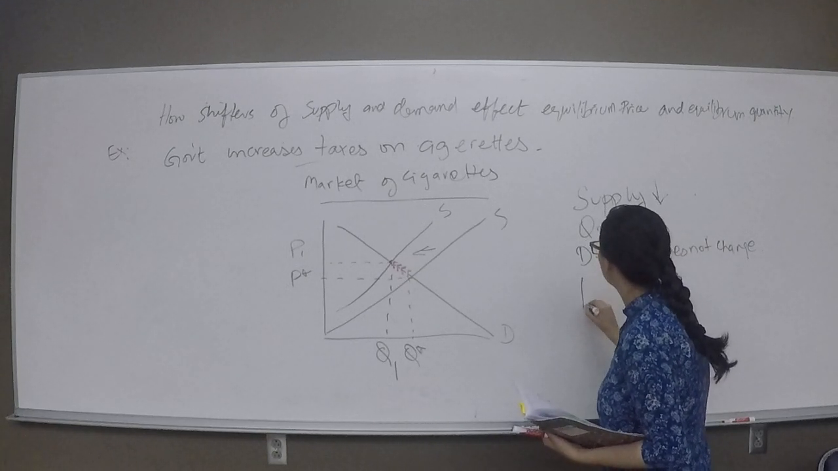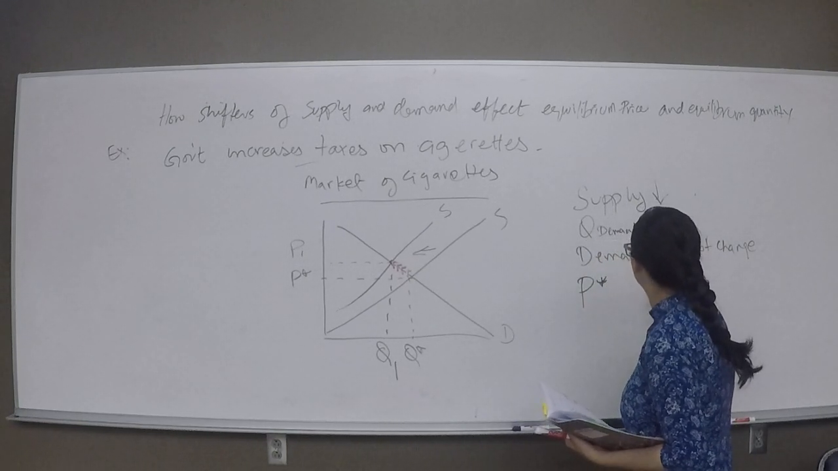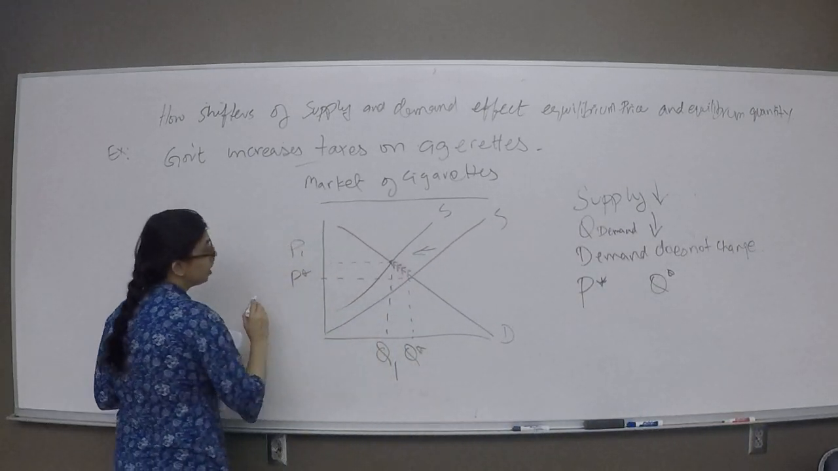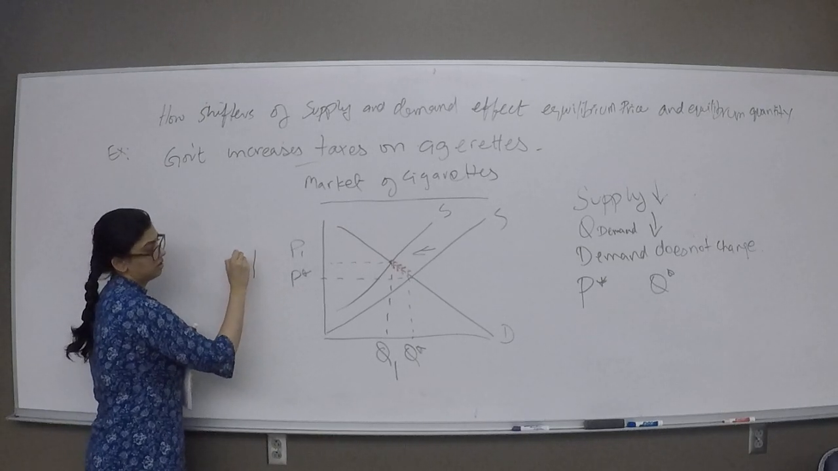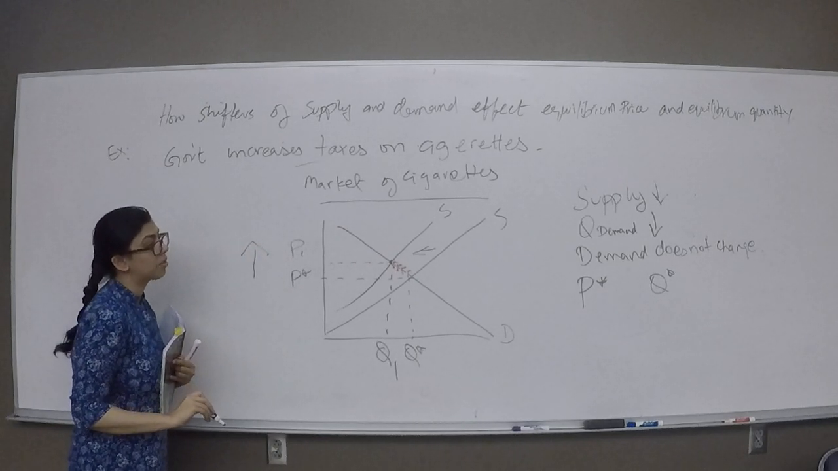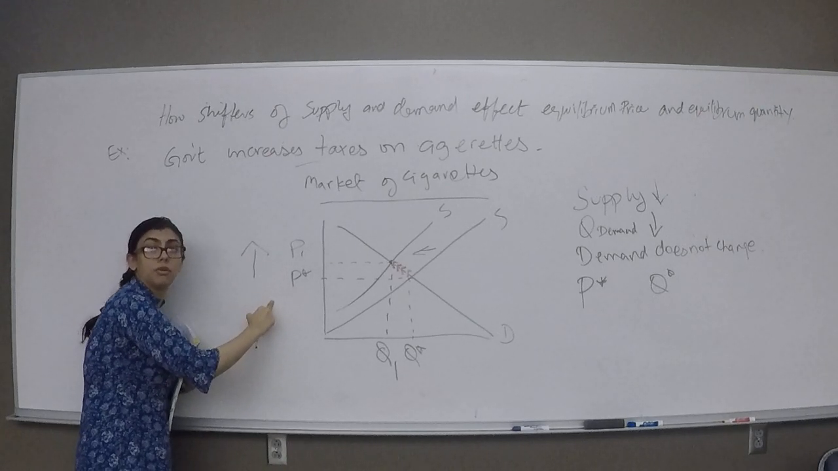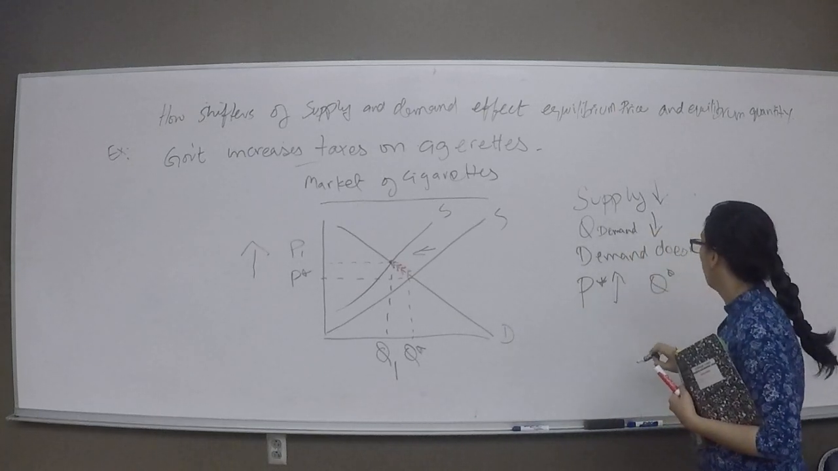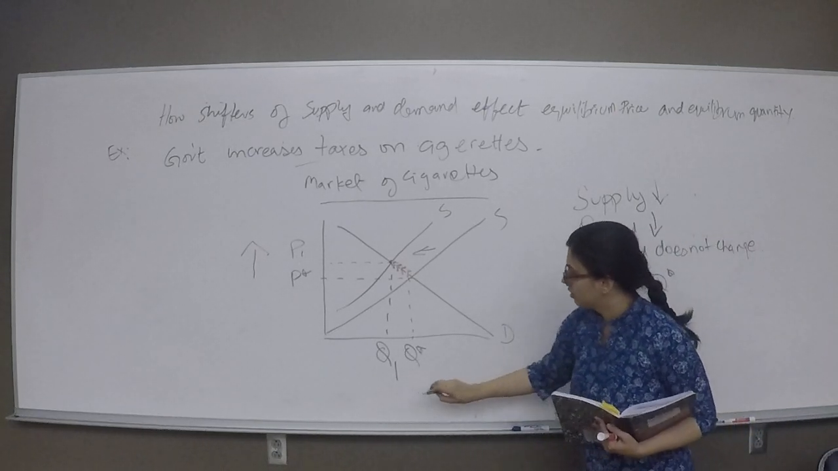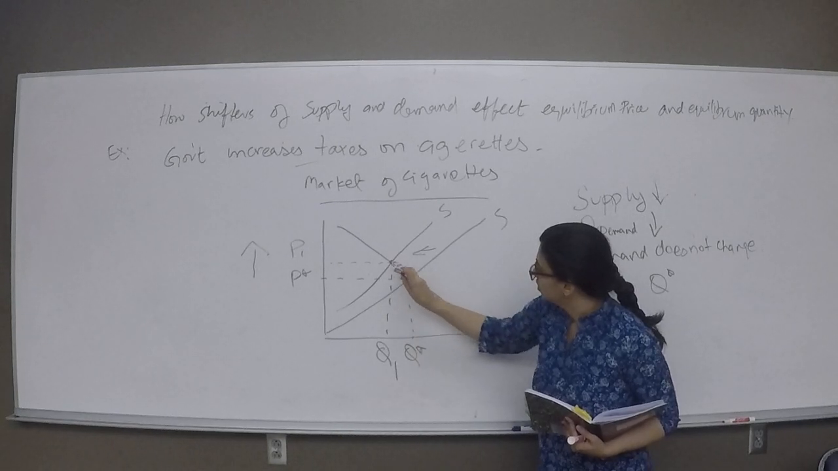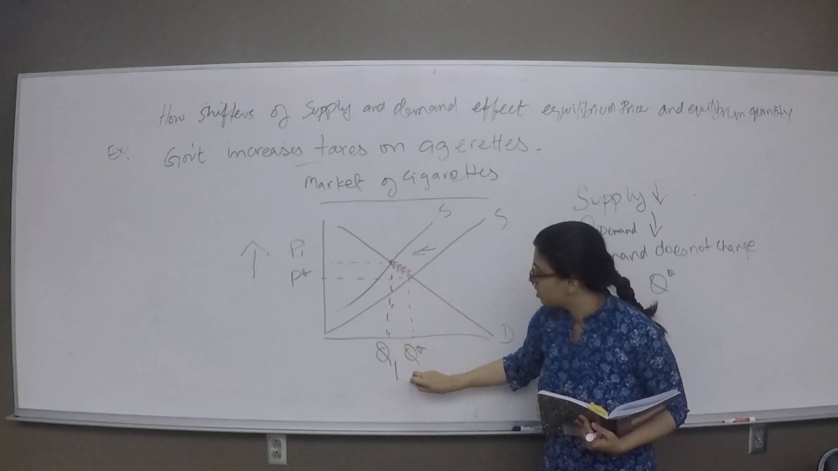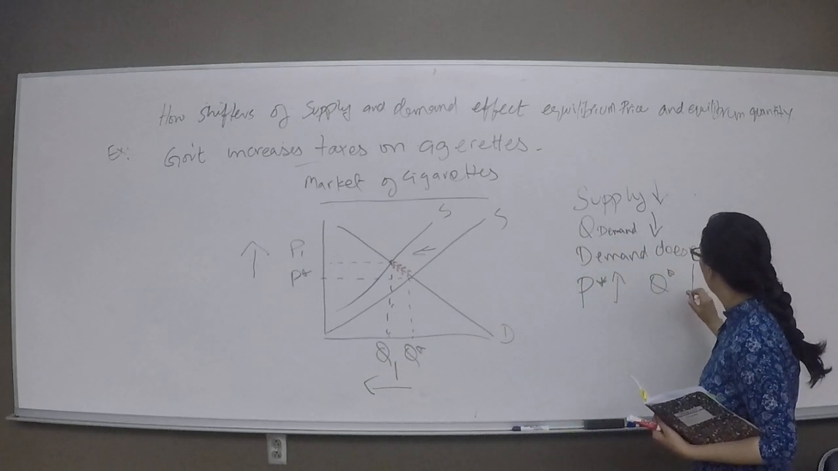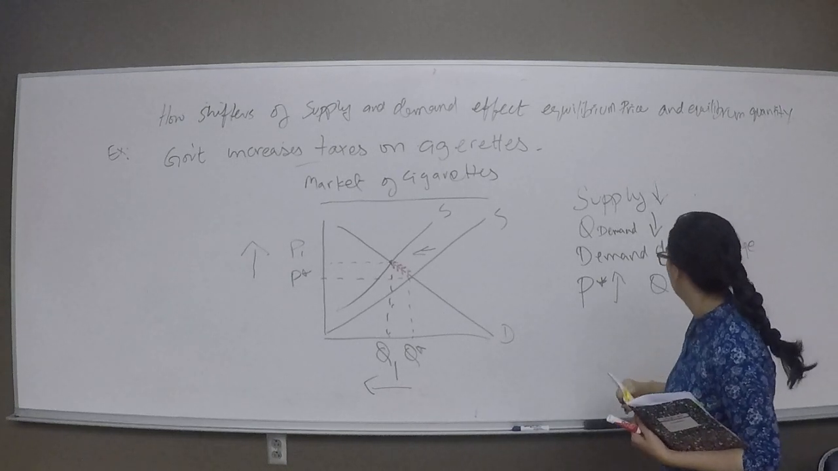And what's happening to equilibrium price and quantity? Your new equilibrium price is higher than your old equilibrium price. So your equilibrium price has increased. What about your new quantity? Your new quantity is lower than your original equilibrium quantity. So your quantity has decreased.